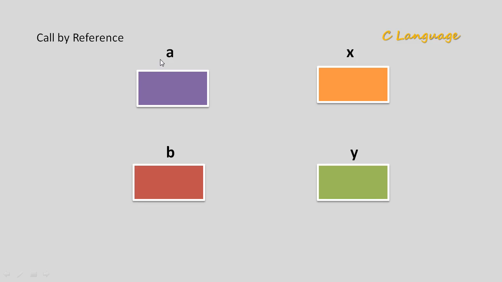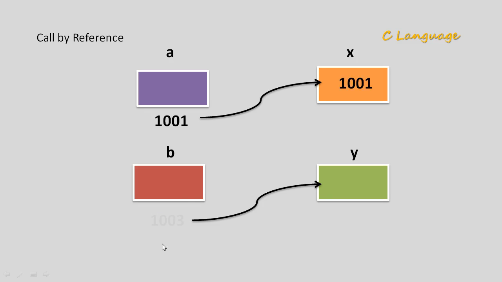Here are two variables a and b, and here are the two pointer variables x and y. Obviously the address of a is going to pass to x, then the address of b is going to pass to y, so the y pointer variable is going to hold the address of b. Once these addresses are held by x and y, these pointer variables are going to work for a and b.